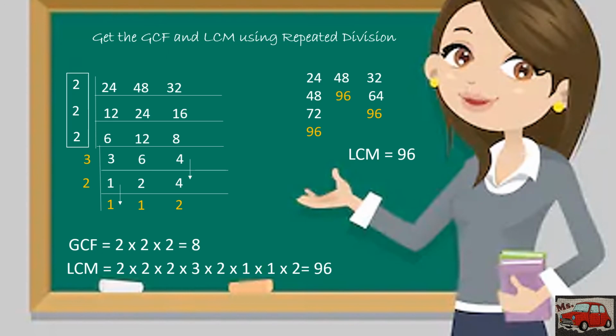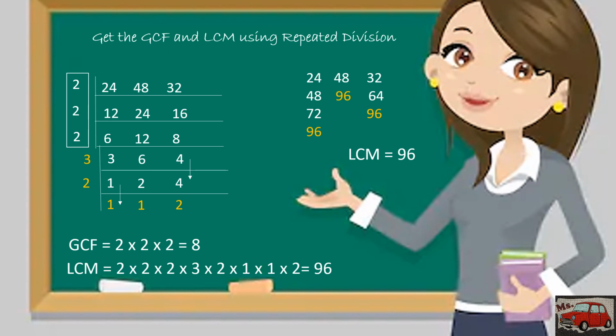Okay? So, since si 1 ay pwede na natin siyang ibaba. Okay? So, i-divide natin yung 2 at saka 4 sa prime number na 2. So, 2 divided by 2, we have 1. And then, 4 divided by 2, we have 2. So, kung mapapansin nyo sa ilalim, meron tayong 1, 1, and 2. And, hindi na natin siya kailangang i-divide. Okay? Kasi, hindi naman na sila composite numbers.